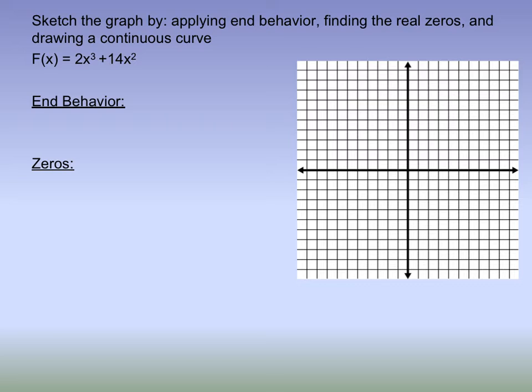Here we have another example. We're going to walk through the same process. We're going to go ahead and apply our end behavior leading coefficient test. We're going to find our zeros by setting it equal to 0 and factoring. And then we'll draw a continuous curve through the information we've graphed.